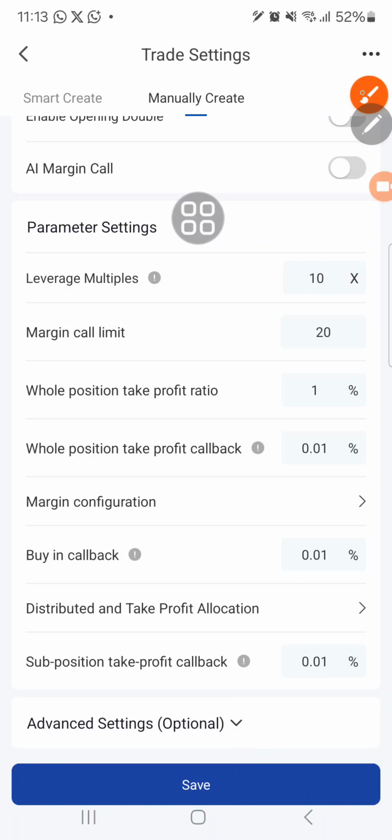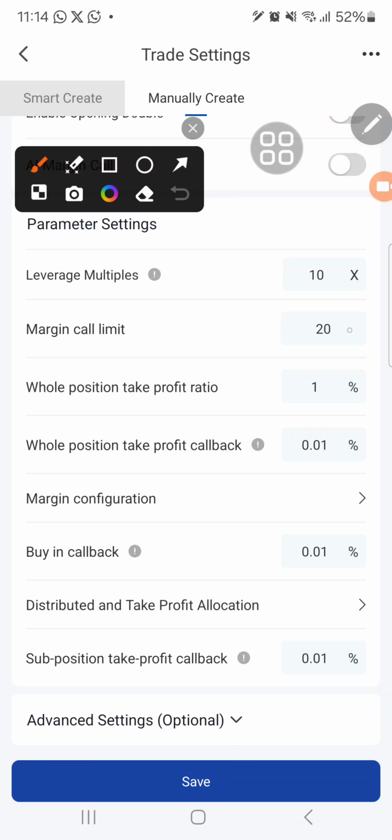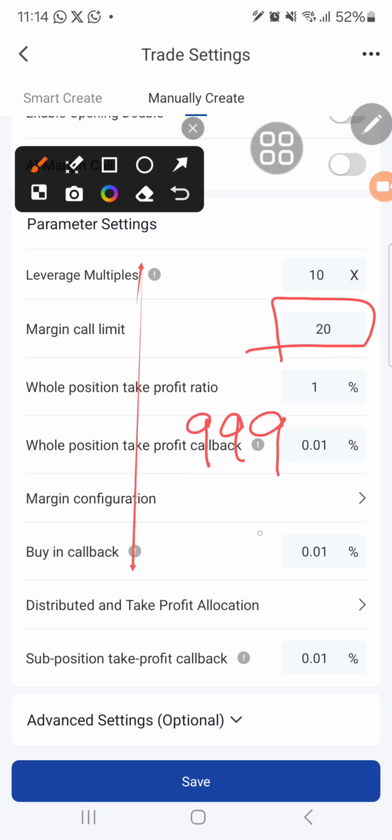Hopefully that is understood. Now this video is going to be a bit long, but I'm going to find it on one of the YouTubes that we are going to be using. Now, margin call limit, simply the number of times you want the robot to buy for you when the market goes down. What does that simply mean? It means that this bot was designed with 999 margin calls. Maybe we can say 1,000 margin calls.